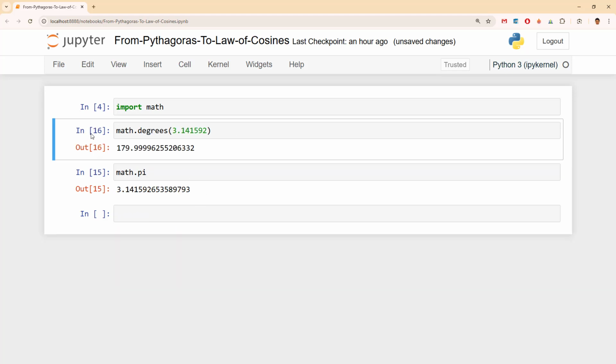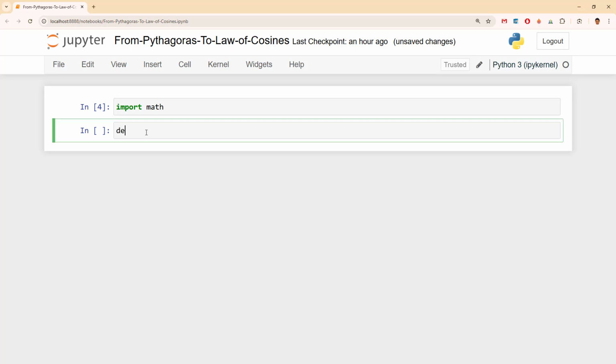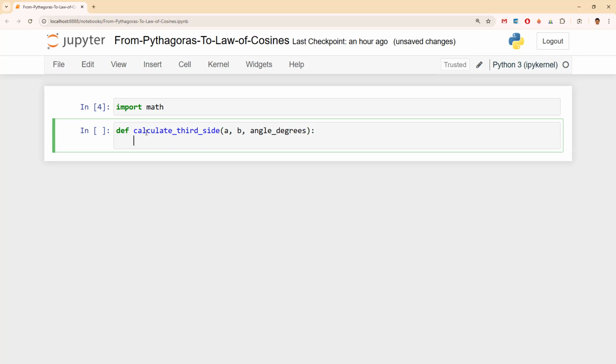And now let's find a way to calculate the third side. This is the function, and we need A, we need B, and we need the angle in degrees. So what do we know? First, the angle in radians, and this would be math.radians.